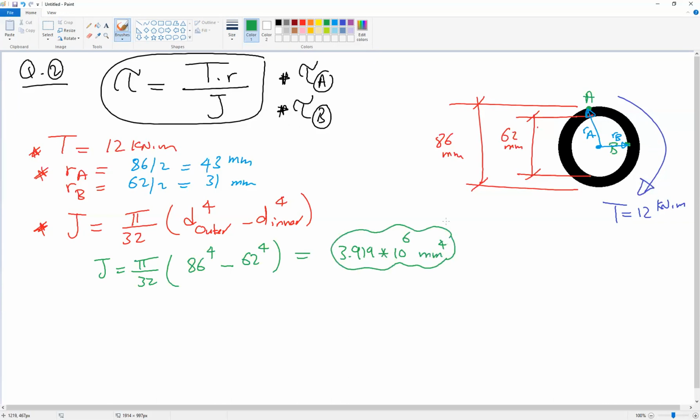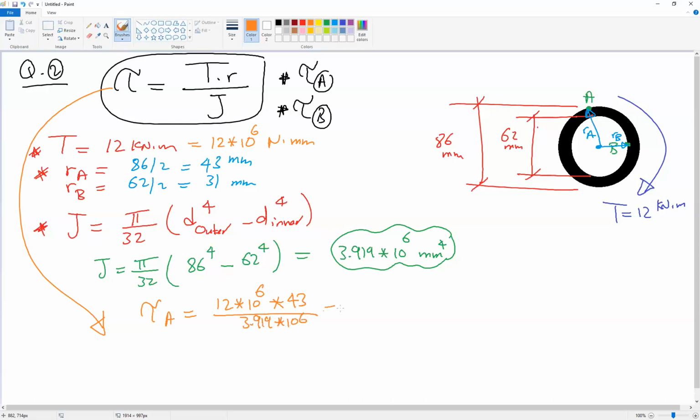This is J. And now we can substitute in the formula. So tau at A will be 12. Don't forget to multiply by 10 to the power 6 because this is given in kilonewton meter. To convert to Newton millimeter, we need to multiply by 10 to the power 6. Multiplied by RA, which is equal to 43, divided by J, 3.919 times 10 to the power 6, gives us 131.66 Newton per millimeter square.